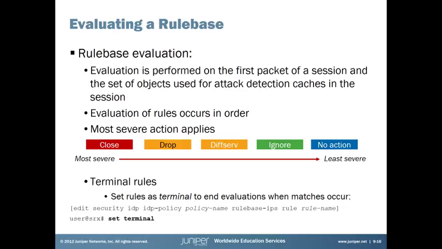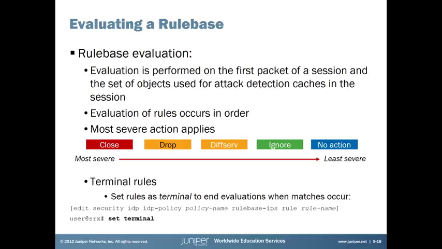Okay, so when the traffic is evaluated by that process, the evaluation is performed on the first packet of a session, and the set of objects used for the detection caches in the session. Evaluation rules occur in order. So here's the thing about IDP that is quite different from a security policy. With a security policy, as soon as traffic matches any particular term in the security policy, the action is taken and no further evaluation occurs.